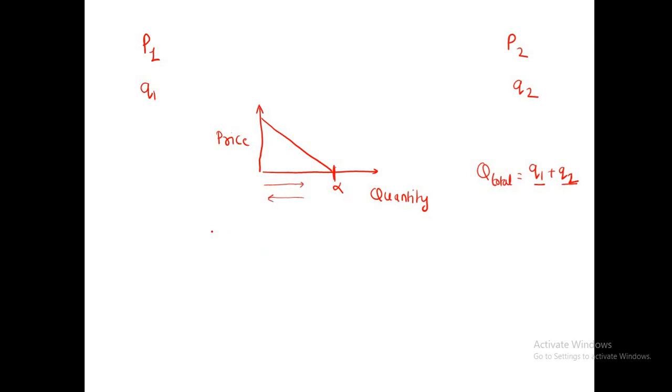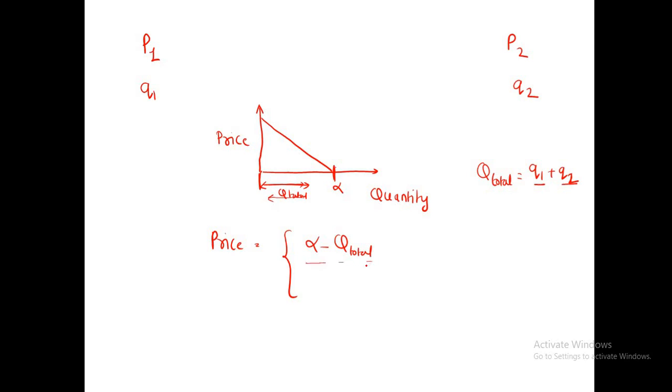So what is the price here? The price is alpha minus Q total. I am assuming that this is the quantity of production, Q total. If we increase this quantity, then price will decrease, and if we increase the quantity beyond alpha, then the price will become 0. If we decrease Q total, then the price will increase. So this is the basis for determining the price of a product.